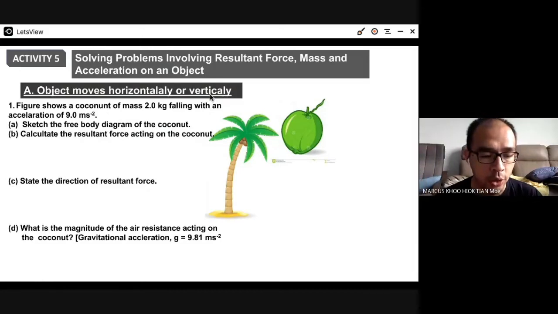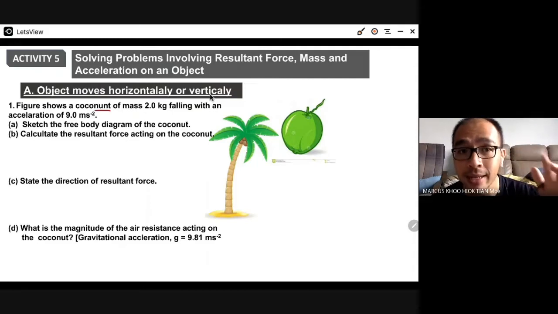So over here, you have a coconut. Please forgive the spelling. You have a coconut of mass 2 kg that is falling with an acceleration of 9 meters per second squared. Dia bagi sedia the 9 meters per second squared, so don't care.